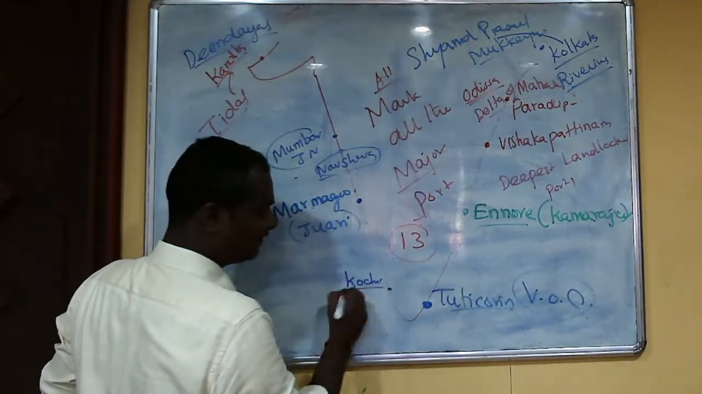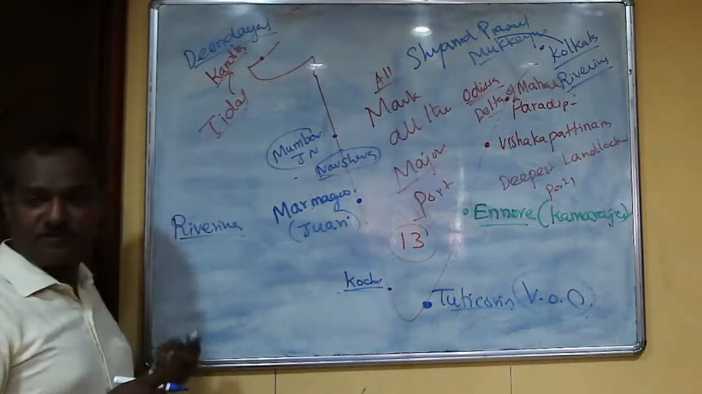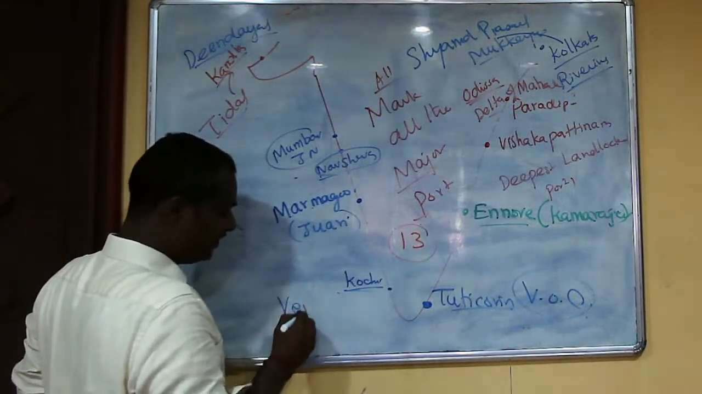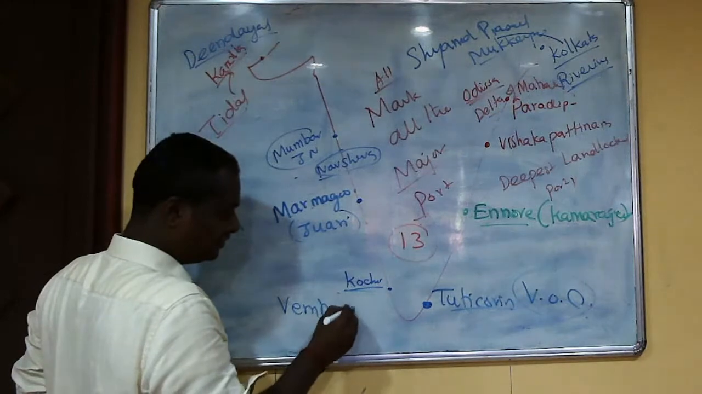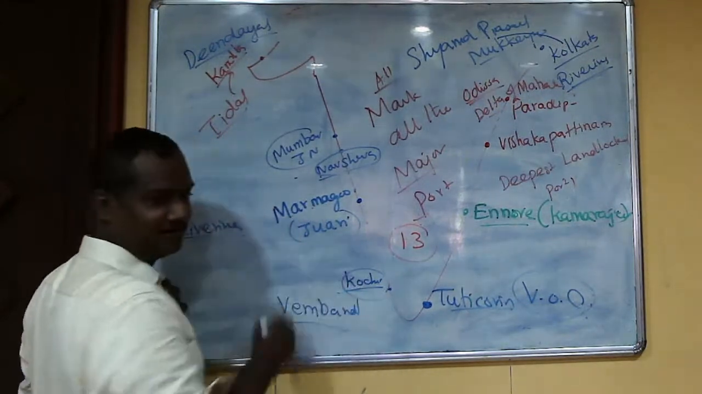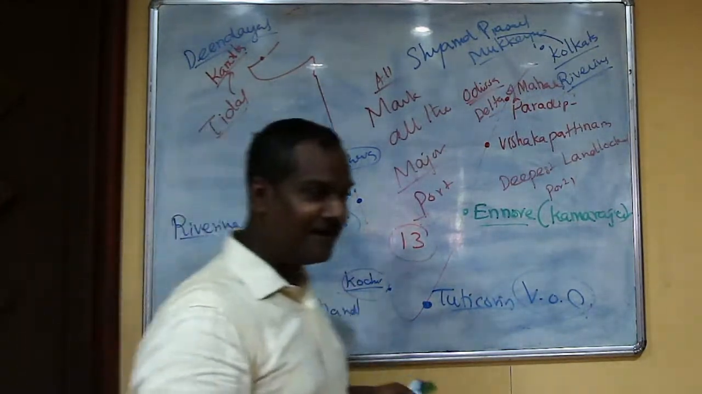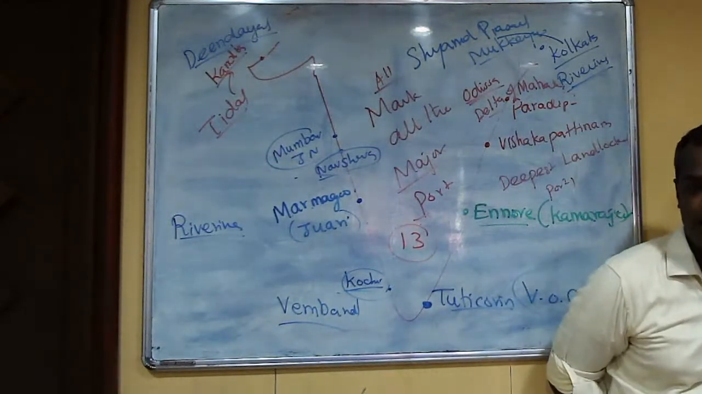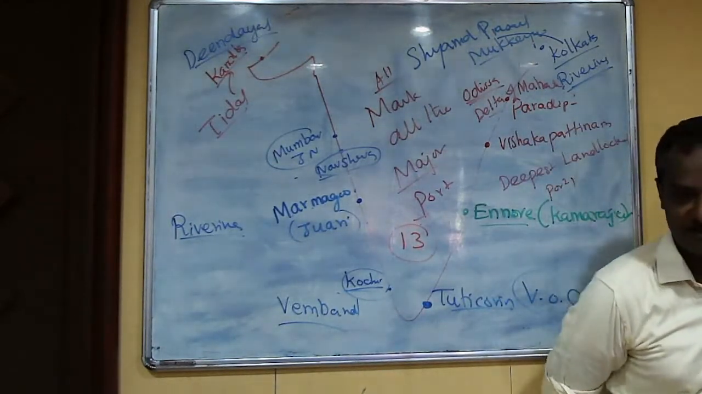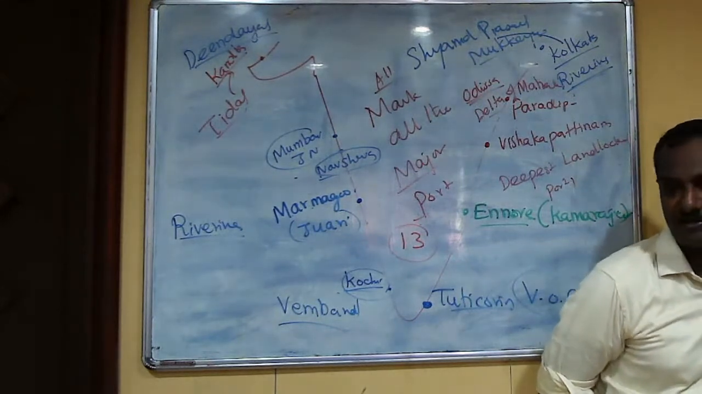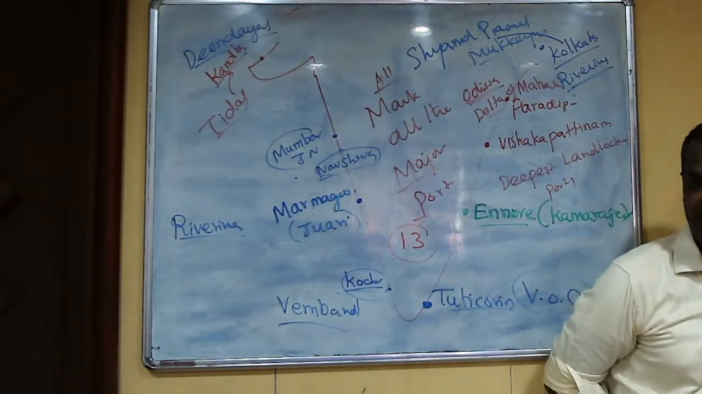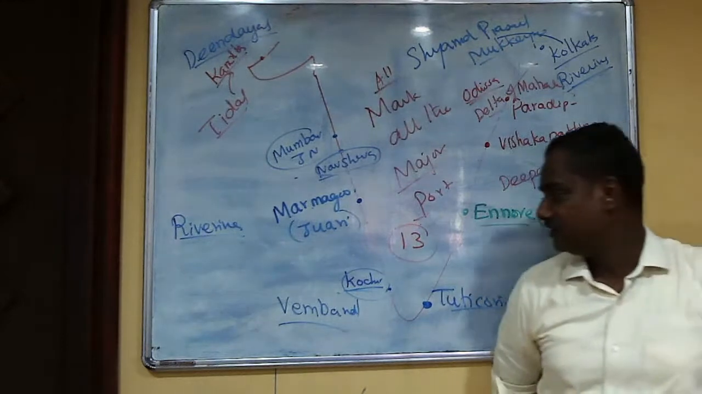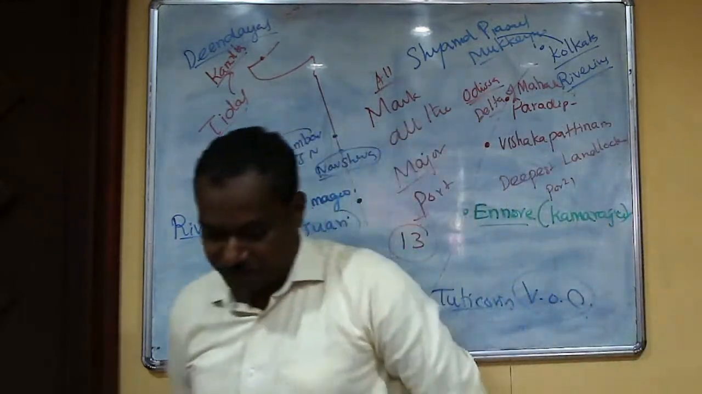Kochi port is in the backwater, Vembanad. In fact, Kochi itself is an island. It is a man-made island. But what about Wellington Island? Yes, it is also a man-made island. Or Kochi itself is the island.